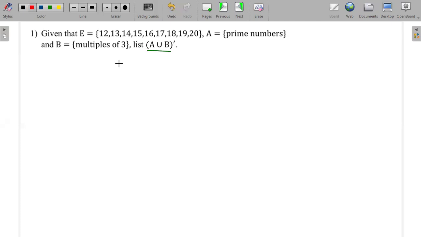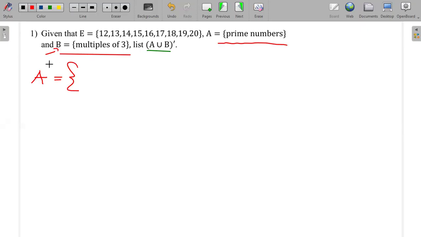So here we first have to list down these sets. What is set A? What is set B? In short, what elements are we going to put in set A, and what elements are we going to put in set B here? The universal set has been given as the numbers 12 to 20, and set A is a set that contains prime numbers from this universal set.